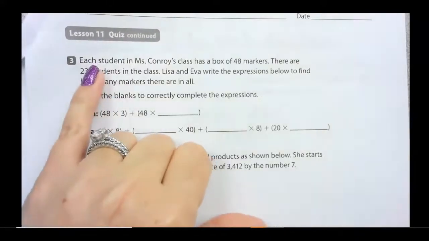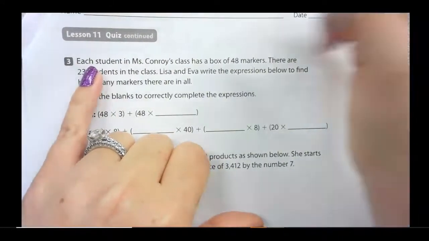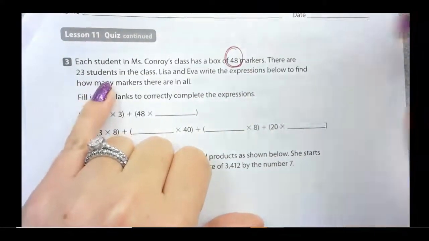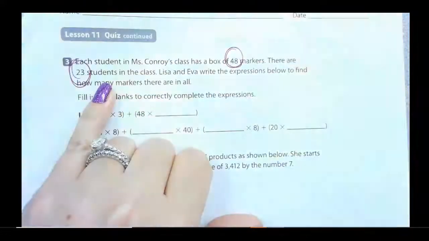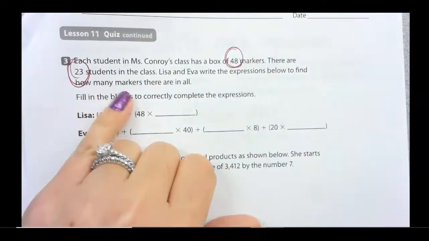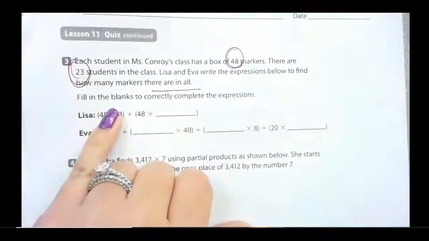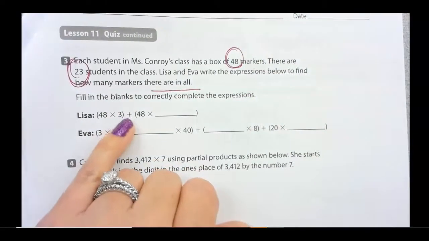Okay. Each student in Mrs. Conroy's class has a box of 48 markers. There are 23 students in the class. Lisa and Eva write the expression below to find out how many markers there are in all. So that means total. Fill in the blanks.